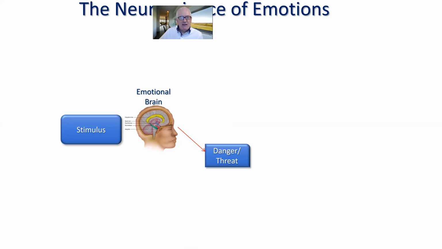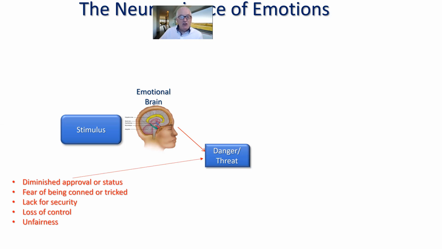Do I need to fight? It has only two responses. One of them is danger. And danger, in the old days, would have come from saber-toothed tigers and higher order predators. But today, in our modern world, it can come from things like feeling your status has been pushed down, fear that you're going to be conned or tricked, lack of security, loss of control, unfairness. Any of the things that your boss did to you put you into threat mode.